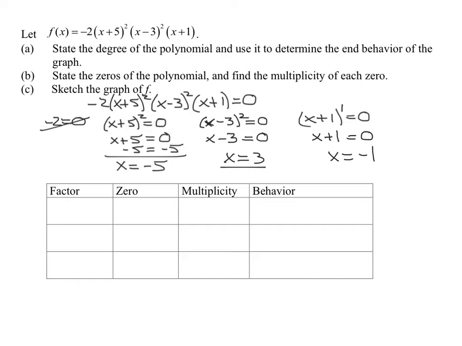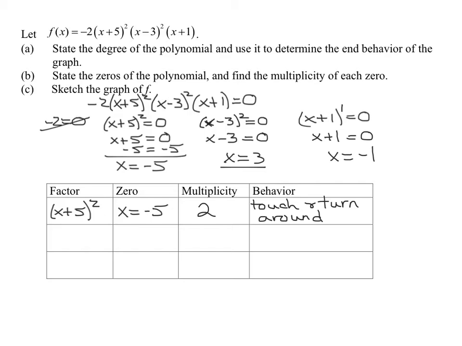So now what we're going to do is fill in this table. I'm going to put each of my factors involving x. So I have x plus 5 squared is my first factor. The 0 we found to go with it was x equals negative 5. And what's the multiplicity? The multiplicity is the exponent on the factor. So this one has a multiplicity of 2. And remember, when the multiplicity of a 0 is even, as 2 is even, it's going to touch the graph and turn around. Sometimes it says touch and turn around, sometimes it says bounce and turn around. It means the same thing.